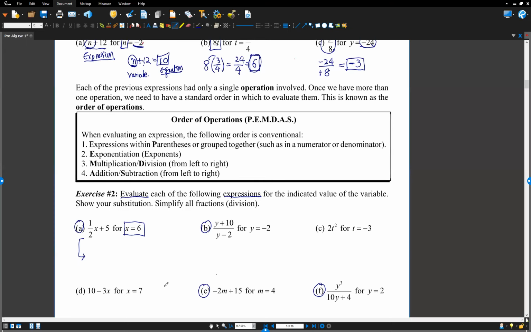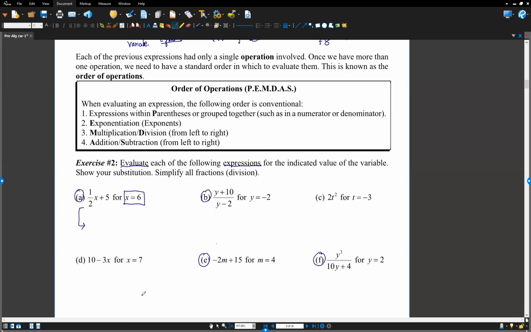Right, anybody has the answer to number A? Luis, you got number A? The answer is 8, because 1/2 times 6 is 3, and 3 plus 5 is 8. Excellent, excellent.